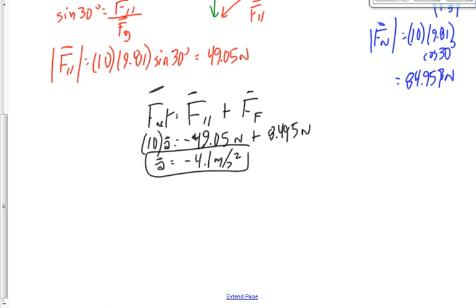That seems to be a pretty reasonable number, right? Negative, because, well, we know it's going down the hill. 4.1, and we know it's going to be less than 9.81, because when you're free falling, it's 9.81. You can't accelerate more than that, right? So 4.1 seems reasonable. Good?